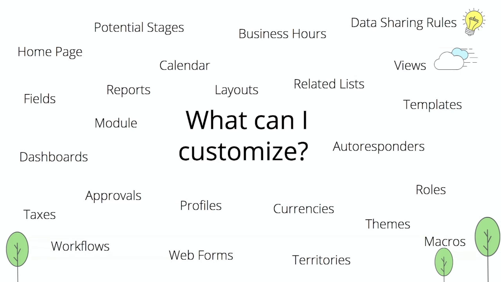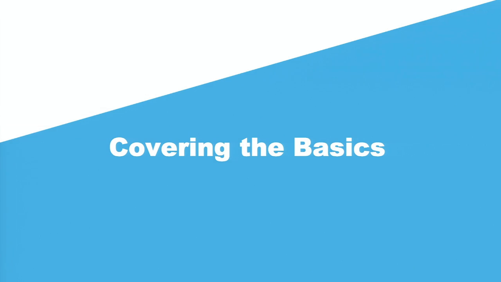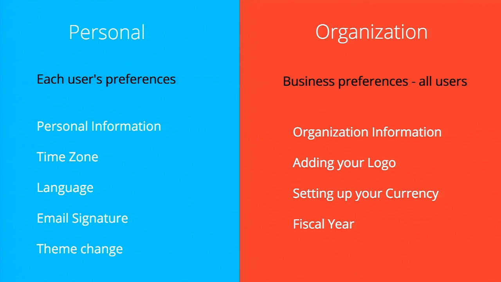But what you can do is start with what we're going to introduce right now, just covering the basics. The two main facets behind any type of customization or configuration that you do in the system are split into personal and organization. Personal being what each and every person in the system, each user, can define on their own.